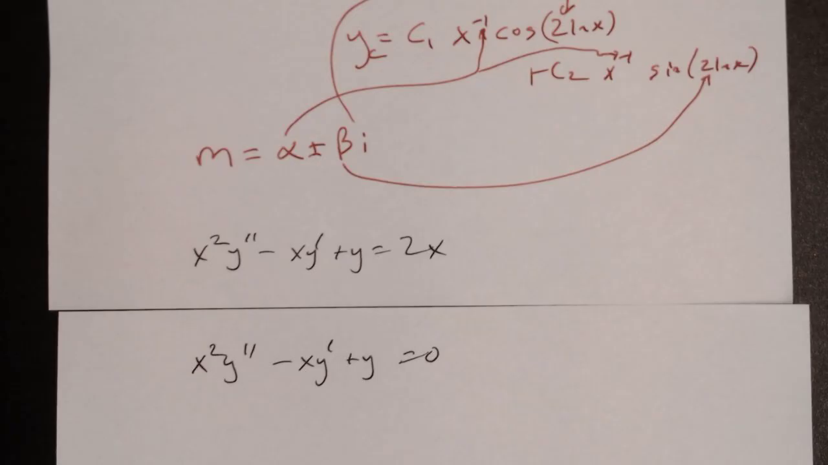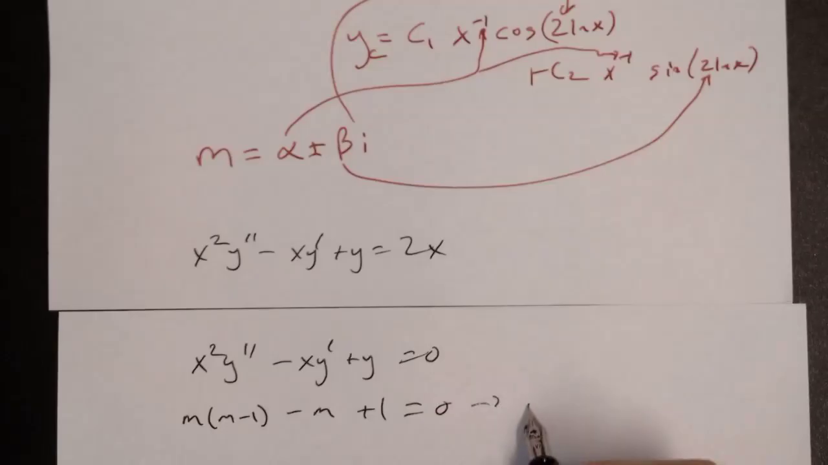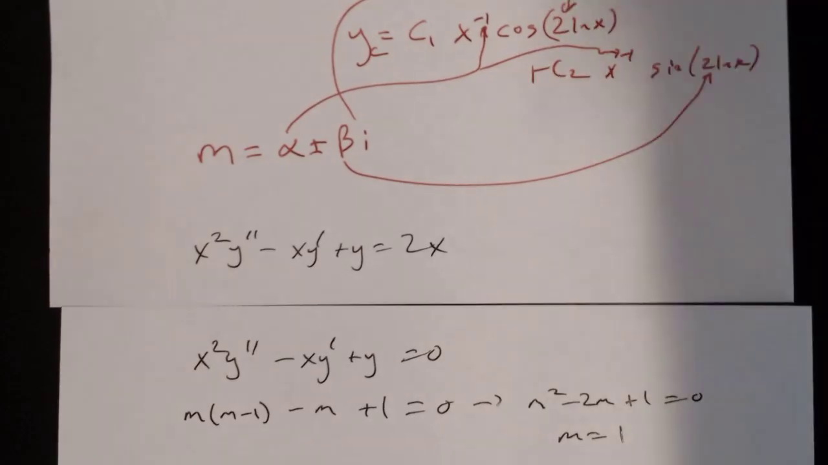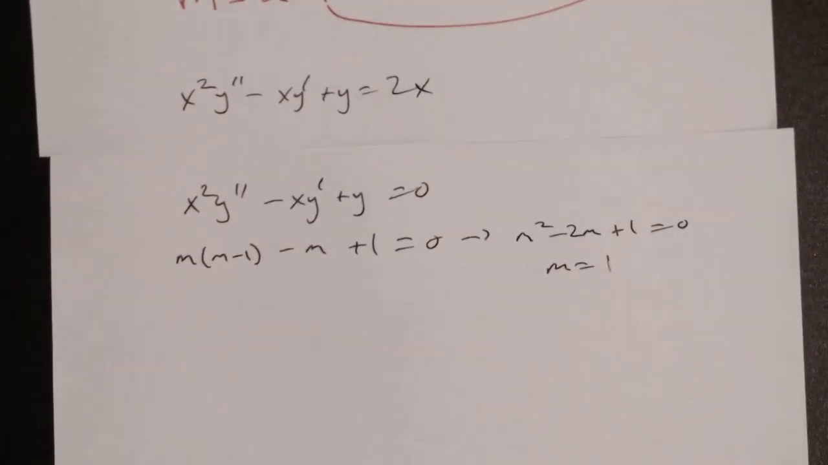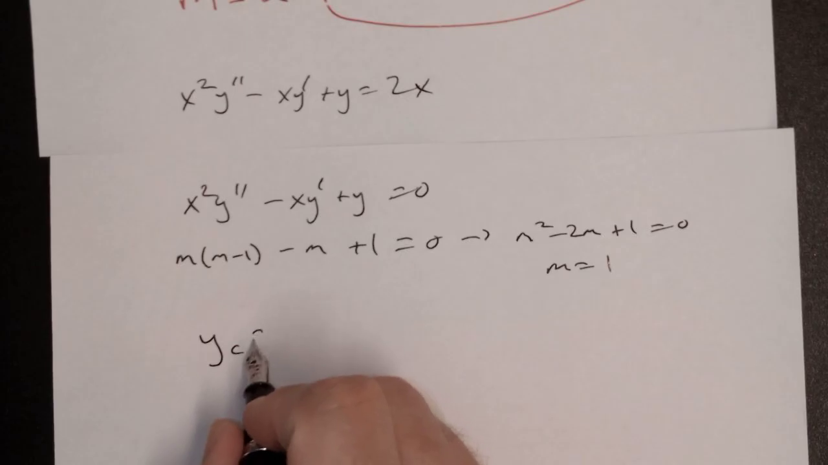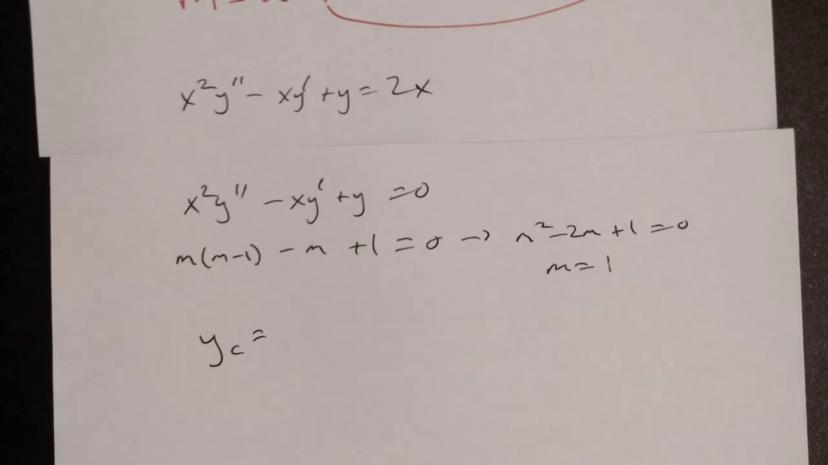My corresponding auxiliary equation becomes m squared minus 2m plus 1 equals 0. So m is 1, repeated. With that in mind, what is the corresponding homogeneous solution? yc, the complementary solution.